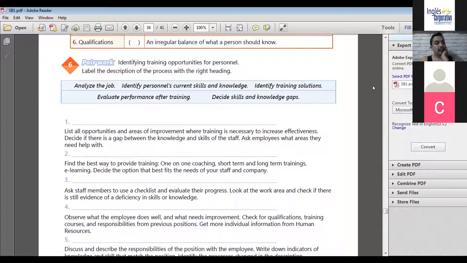I think number one was decide the skill knowledge gap. And number three, identify personal current skills and knowledge. I think it's a change. Yes, it's true. Esto sería con esta. Esto sería con esta. Y esto era con esta.